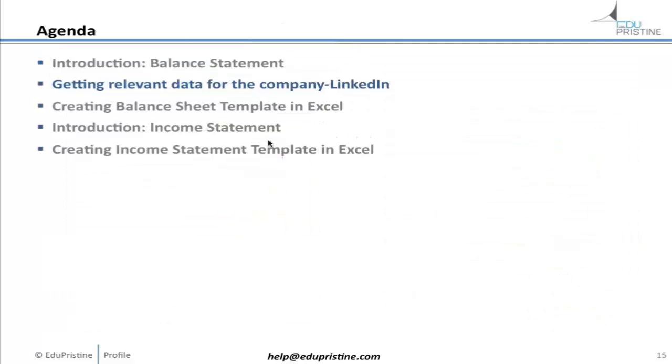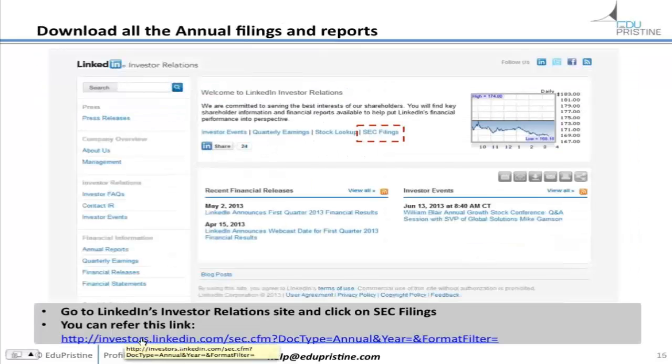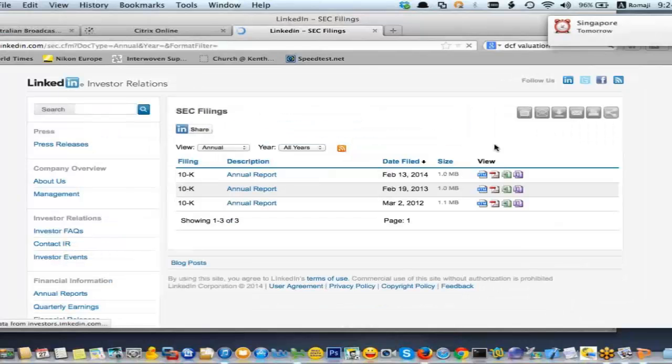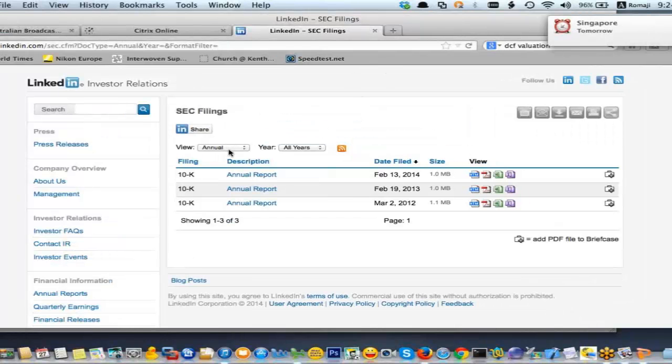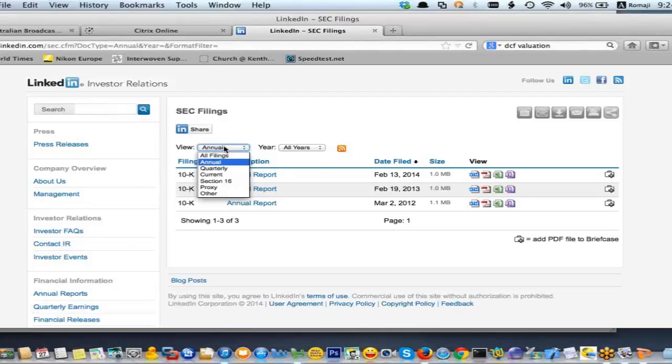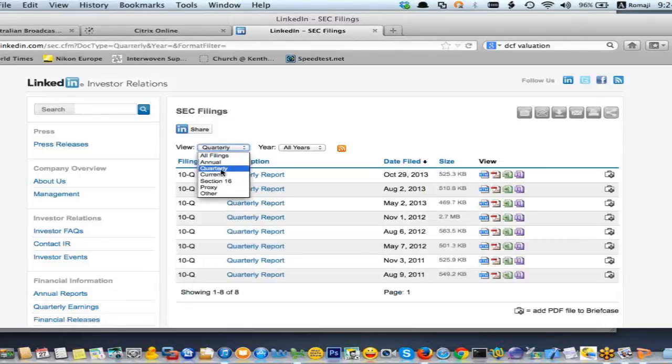So let's have a look at LinkedIn. If you were to go to this particular link, actually I'll click on it and we should be able to go to it. Let's go to Firefox. As we can see, this is the filing statement for LinkedIn. They have annual reports, the 10-K reports. They also have quarterly reports, the 10-Qs. They'll appear in a second. What we are interested in is the annual reports.